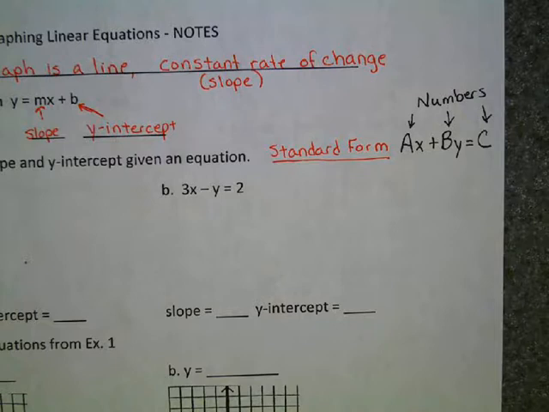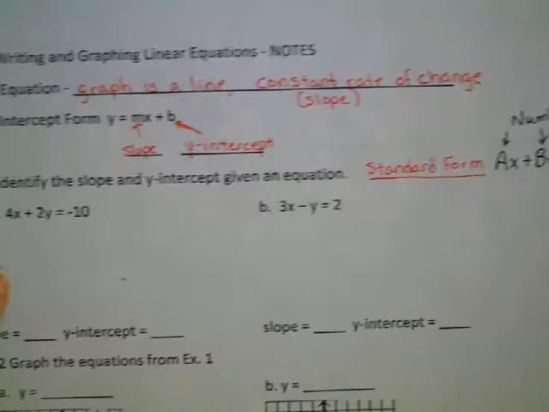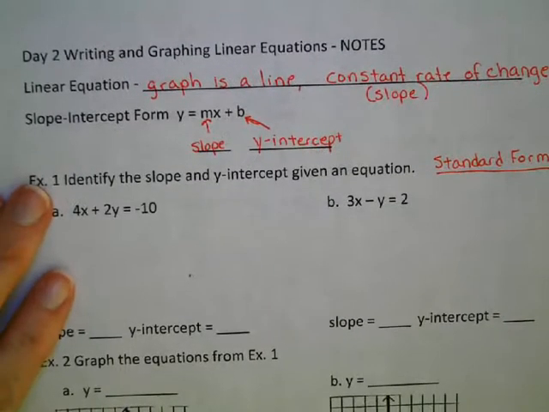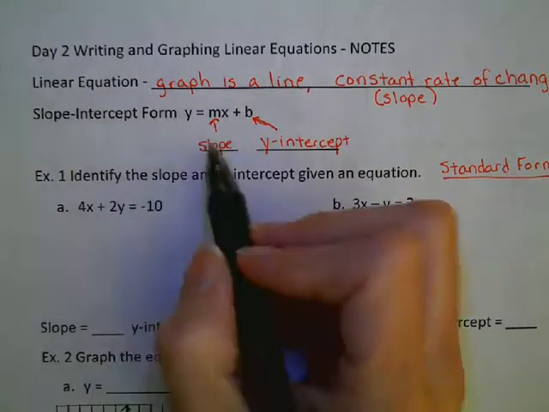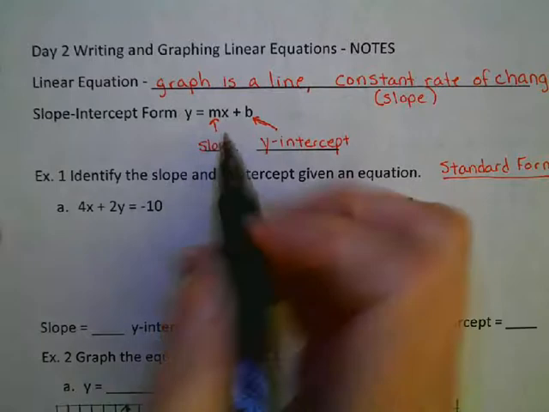Okay, we want to take something from standard form and switch it to slope-intercept form. We practiced this last chapter and before we started this chapter. So slope-intercept form is solving for y. It says then identify the slope and y-intercept. So let's look at the first one. Your goal is to get it to look like this. We want the y by itself.